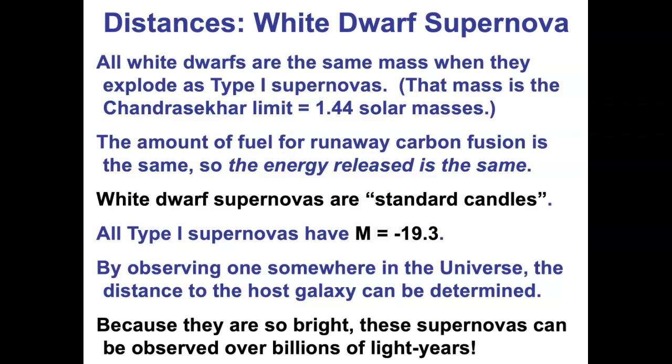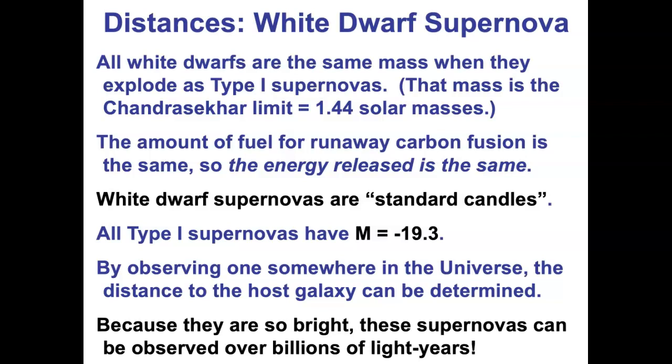One of the supreme ironies of supernovae is that type 1 and type 2 supernovae all have the same luminosity. They all have about the same luminosity. The difference is, type 1 supernovae, remember, a type 1 supernova is when a white dwarf blows up. A type 2 supernova is when a high mass star blows up.